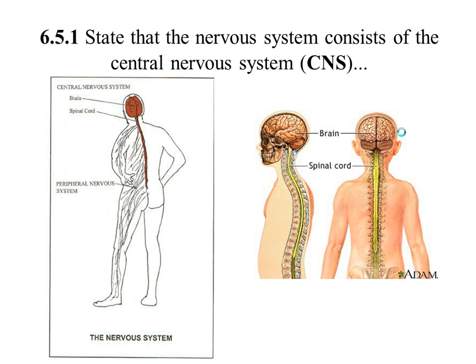So 6.5.1 says state, remember what that word means, that the nervous system consists of the central nervous system. This is the first part of it. So you need to know what the central nervous system is, and you need to know that that is made out of the brain and the spinal cord. And the brain has many different sections to it that we attribute to different skill sets.